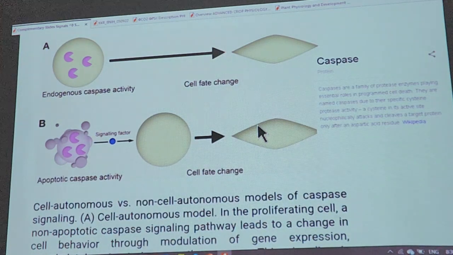Okay, so this is an important concept because these two things happen at the same time. It's not like one organism only has cell autonomous response. No.